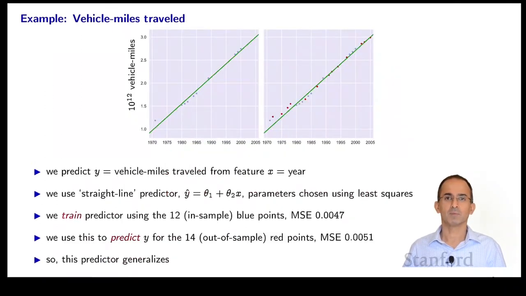Okay, here is a simple example. This is data downloaded from the federal government. This plot shows the number of vehicle miles traveled in each year over a range of years from 1970 to 2005. And so vehicle miles traveled is the total number of miles traveled over the year by all of the vehicles.